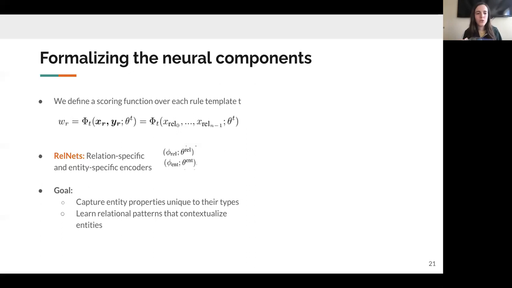You learn relational patterns that contextualize the entities, and you capture properties that are unique to their types. This is simpler than it looks. It just means you define one module for each of your entities, one module for each of your relations, and then you reuse them every time they appear.